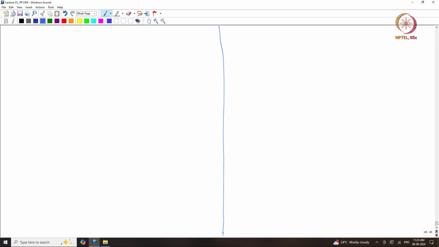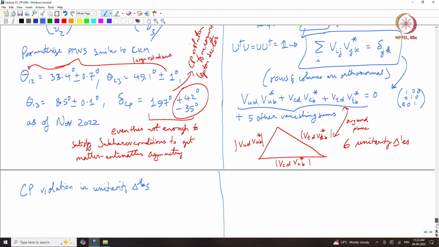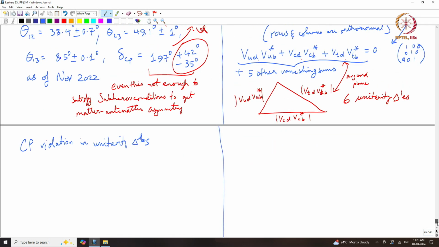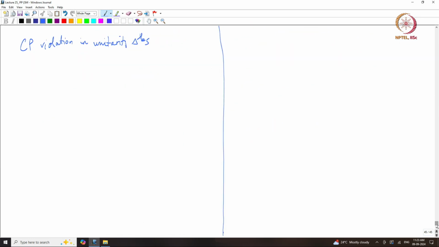Okay, and that is the notion of CP violation in unitarity triangles. Thus far we have not talked about CP violation really, right. We just took the three sides, whatever angles we got, it didn't matter, we checked the unitarity, that is it. So, where does CP violation really come in here?